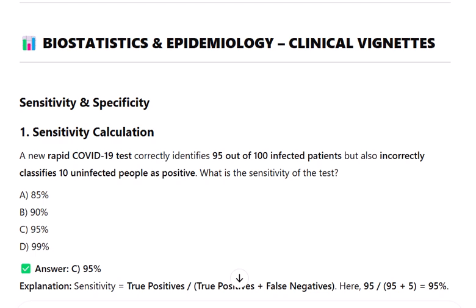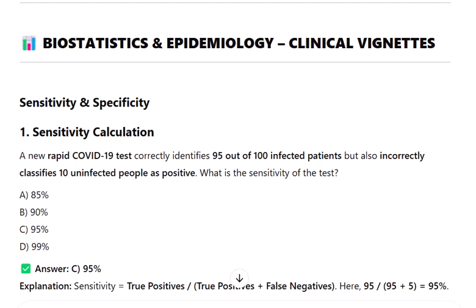1. Sensitivity calculation. A new rapid COVID-19 test correctly identifies 95 out of 100 infected patients, but also incorrectly classifies 10 uninfected people as positive. What is the sensitivity of the test? A, 85%, B, 90%, C, 95%, D, 99%. Answer C, 95%. Explanation: sensitivity equals true positives over true positives plus false negatives. Here, 95 over 95 plus 5 equals 95%.